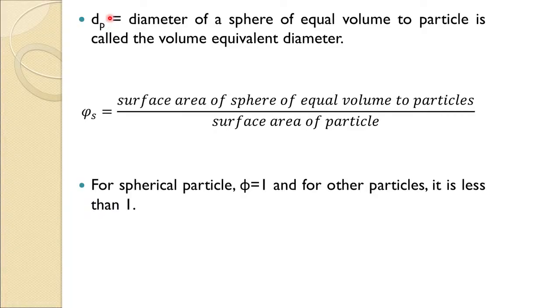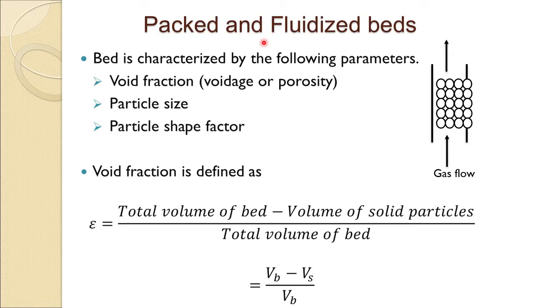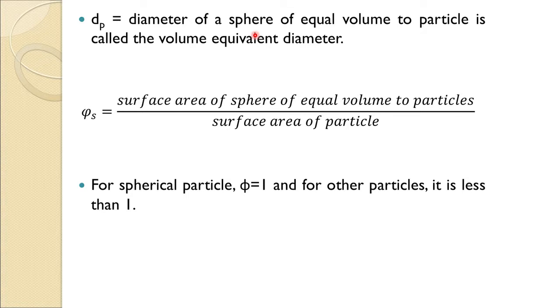Then the diameter of a sphere of equal volume to the particle is called the volume equivalent diameter. So usually you define the packing of this in terms of the volume equivalent diameter of the particle. And then you have a shape factor. The surface area of a sphere of equal volume to the particle and the surface area of the particle, that gives you the shape factor. So if you take a spherical particle, the surface area of a sphere of equal volume to the particle is the surface area of the sphere, and then the surface area of the particle, and your particle is spherical, so that is cancelled out, it will give you 1.